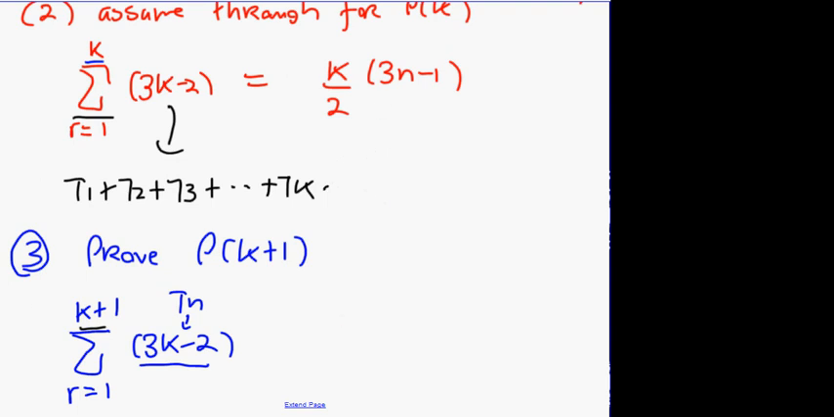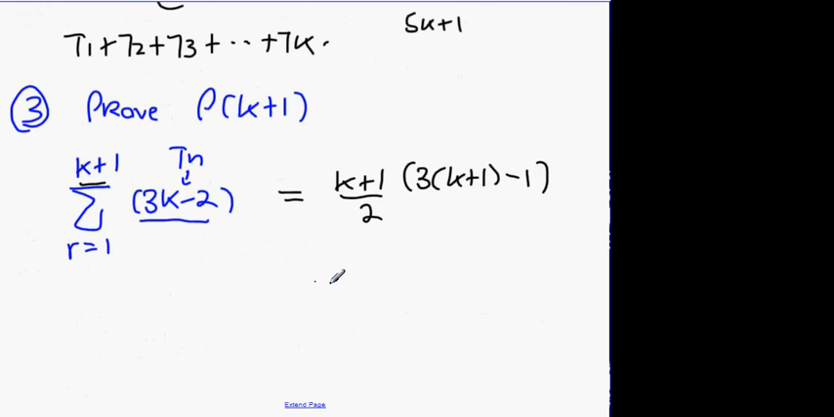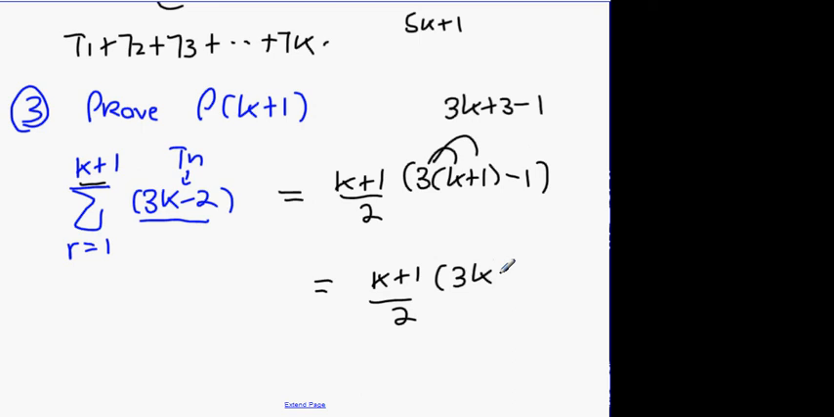Excuse me for that. But on the other side, the Sn formula, I'm now looking for s of k plus 1. So I can replace k plus 1 in there. So k plus 1 over 2 into 3 times k plus 1 minus 1. And what we're going to get is k plus 1 over 2 into 3k plus 3 minus 1, 3k plus 2. So that's what the proof turns into.